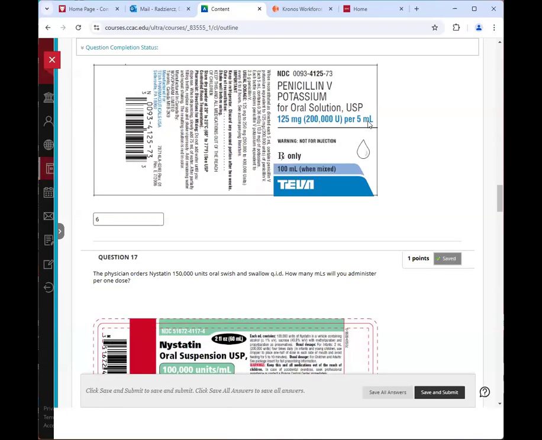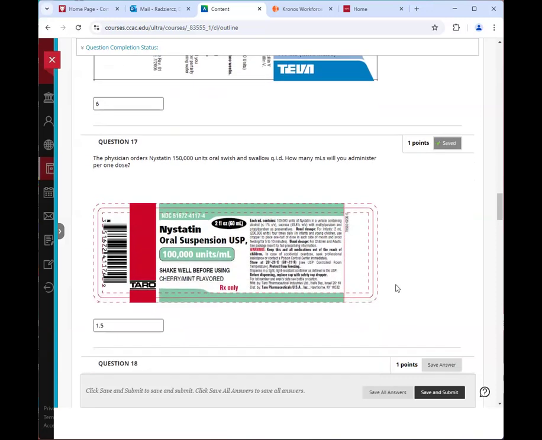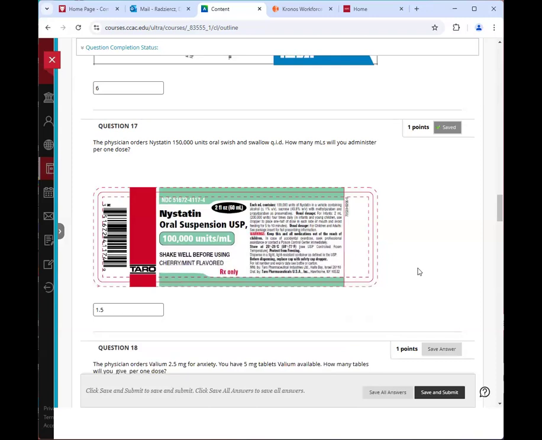So sometimes if you divide the 150,000 and then 100,000, you get milliliters, not units. Correct, because you canceled out the units. Oh, okay. So let me write that.